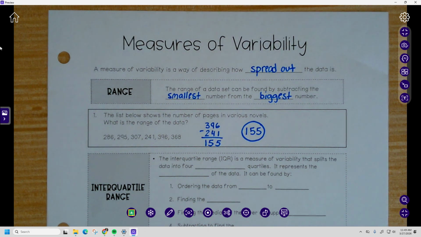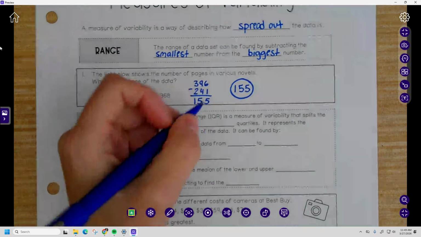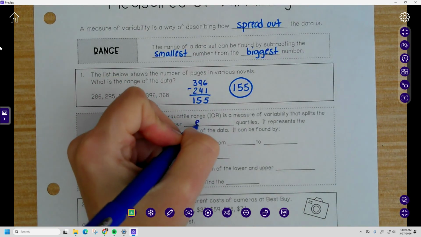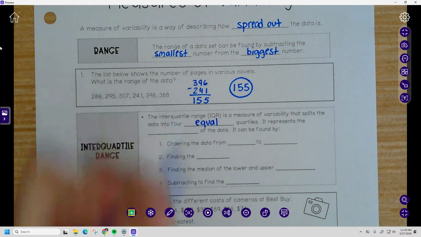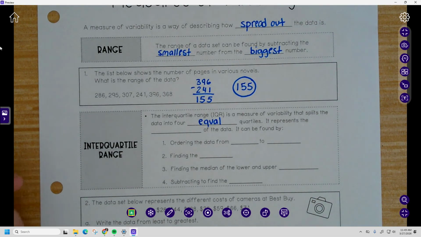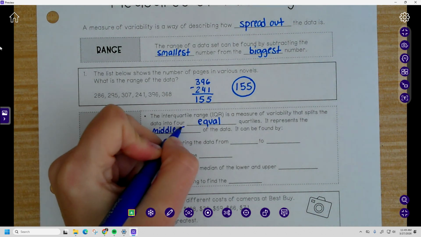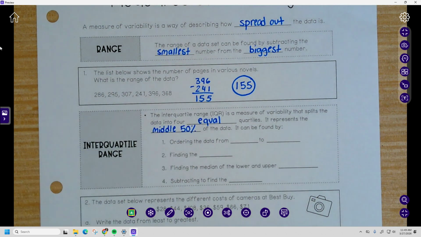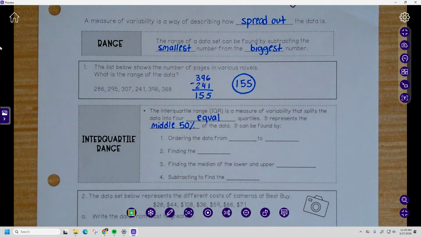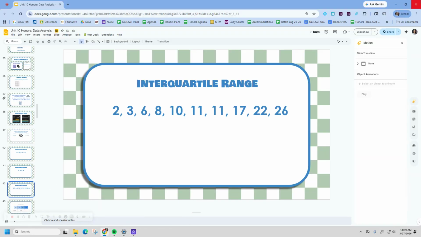So the interquartile range is a measure of variability that splits the data into 4 equal quartiles. Think of the word quartile, that's 4. Quart, 4. It represents the middle 50% of the data. So basically, when you're splitting the data up into quartiles, let me show you this diagram.